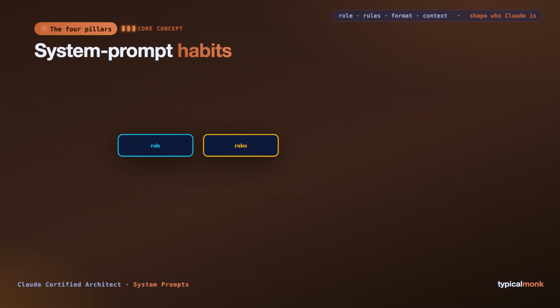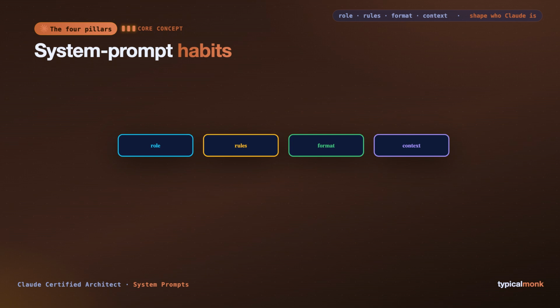Let us gather the practices into a checklist you can apply to every system prompt you write. First, be specific and concrete. This is the thread running through everything today. Specific roles, specific formats, beat vague ones every time. Whenever results are inconsistent, your first move is to find the vague instruction and sharpen it. Concreteness is the single biggest lever you have over Claude's behavior.